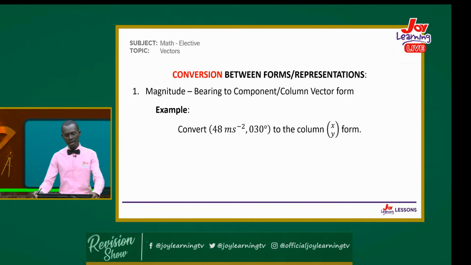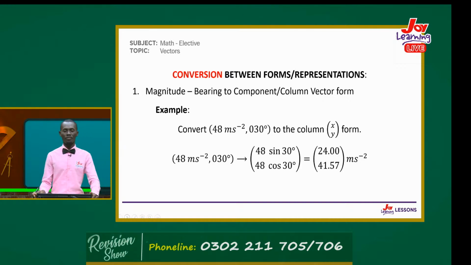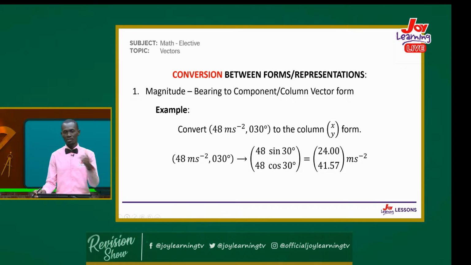We have an acceleration of 48 meters per second squared acting in the direction 030 degrees. We are required to convert it to its column, that is xy form. How do we do that? Now, this is what you do. Quite simple. You simply say 48 sine 30 degrees. That gives you the x component, which will be 24.00. I have put it in 2 decimal places. There are times when you are not required to do that. And then for the y component, 48 cos or cosine 30 degrees.